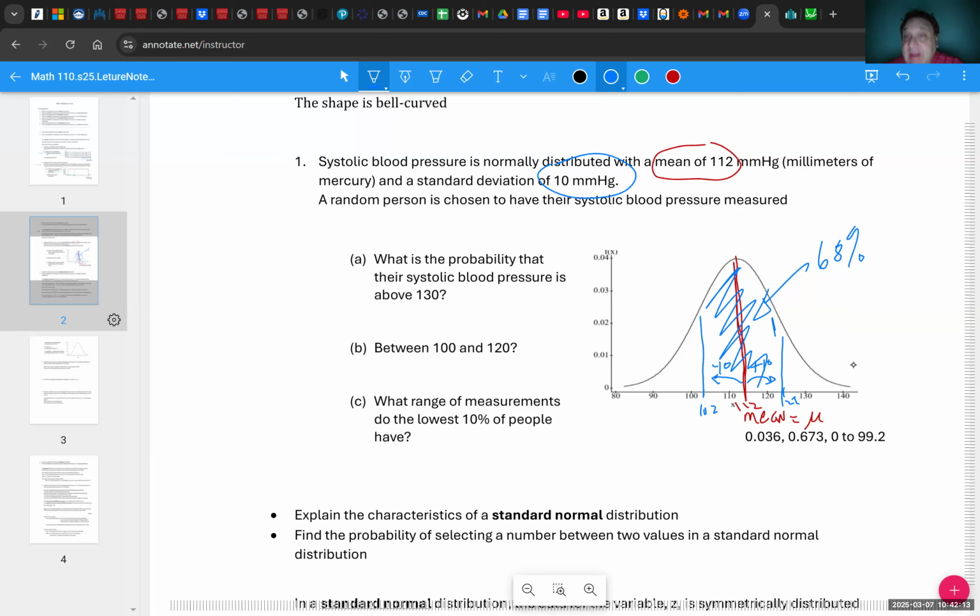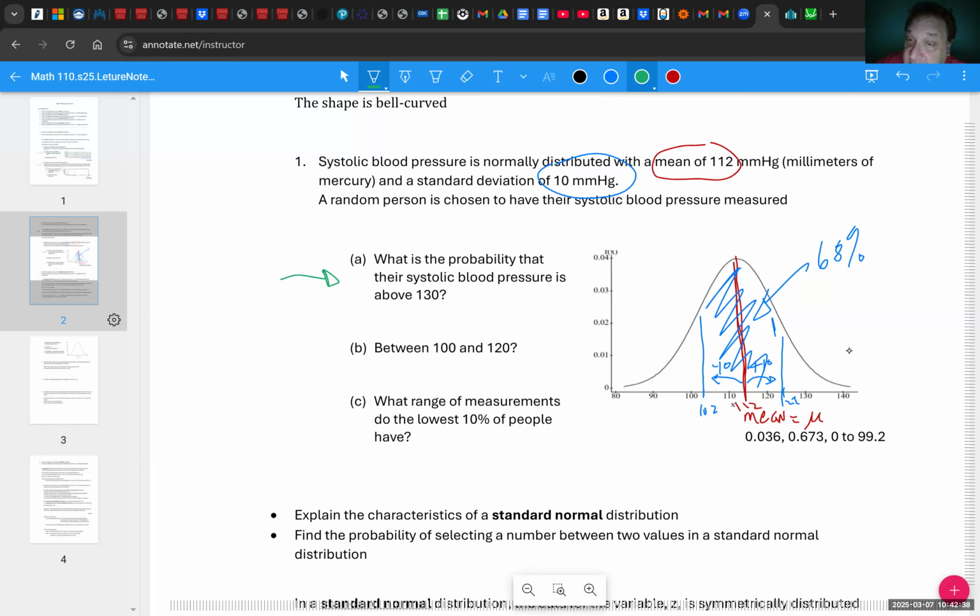How many is lots of people? 68% of the people approximately are between 102 and 122. That's our 68 part of the 68, 95, 99.7% rule. Okay. So we have this person. We choose someone randomly. Somehow we get a random person, and we're going to ask a question. What is the probability that their systolic blood pressure is above 130?